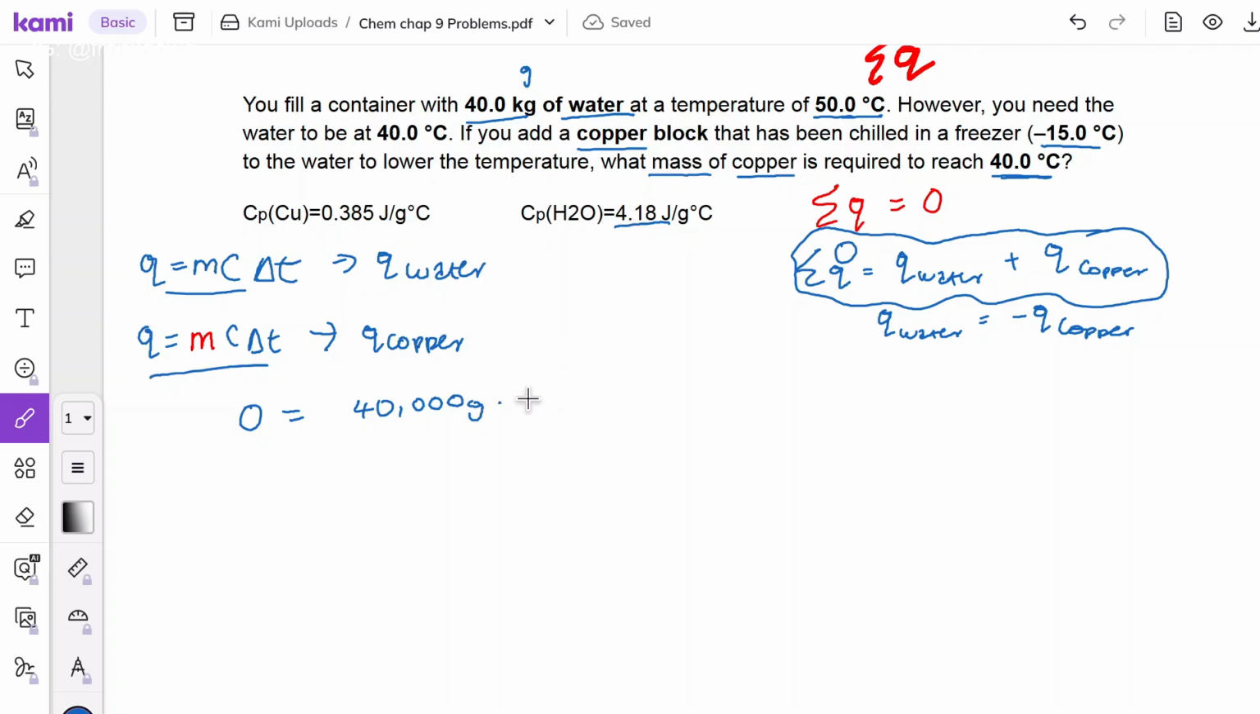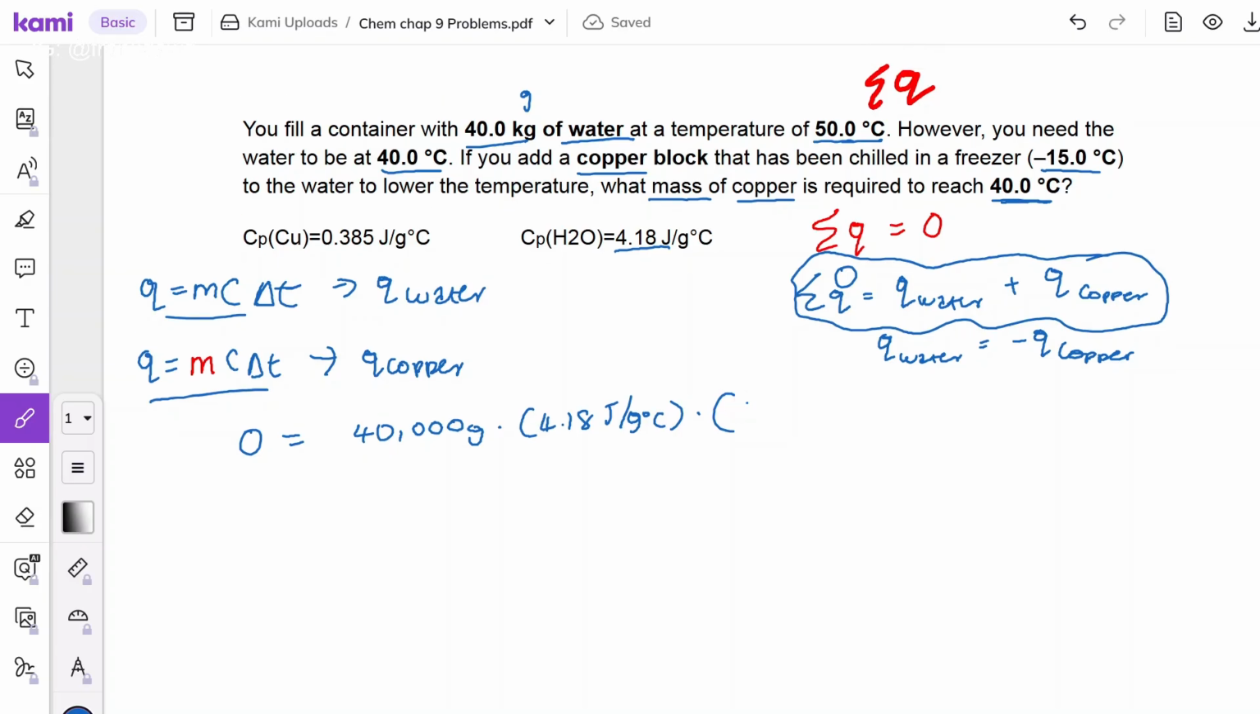times the specific heat of water is given right here, 4.18 joules per gram Celsius times the change in temperature of water. It starts at 50 and the target is 40. Both of them have targets of 40. So that means the final is going to be 40 minus 50 degrees Celsius. And then this is the Q of water.